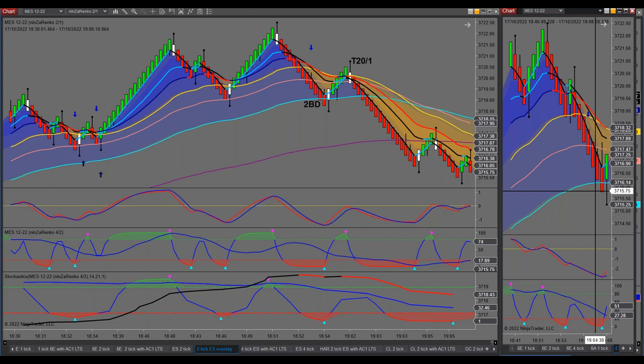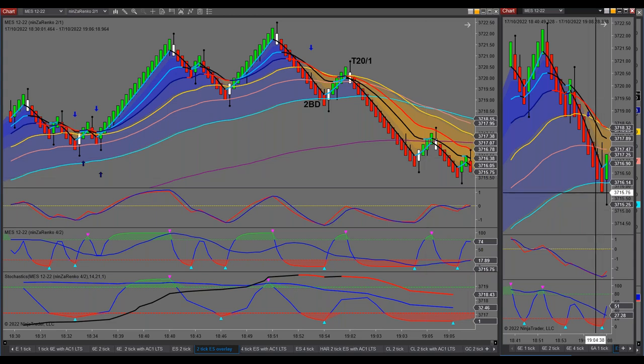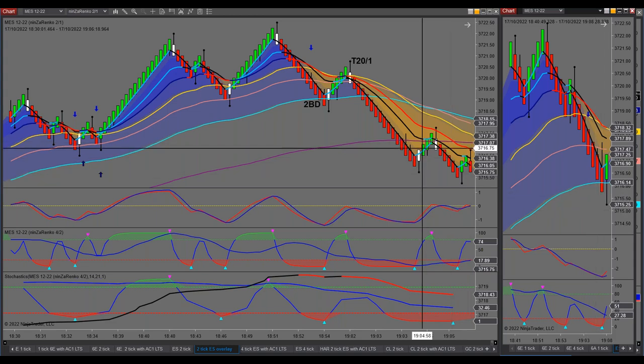Otherwise, if you're using TradeStation or MT4 or Sierra Charts, you simply use a market order once it closes, okay? Or you can also use a limit order, of course. So that kept me out of that potential losing trade.